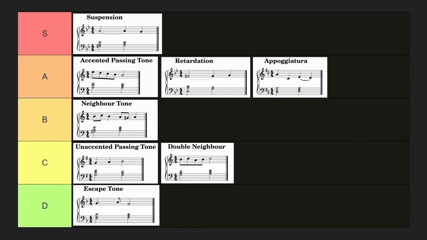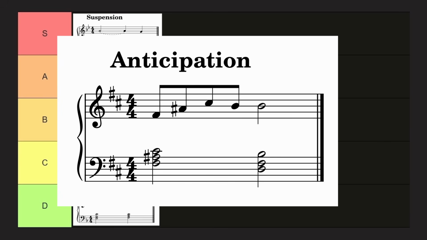Next on the list is the anticipation. These are quite simple and just involve playing a chord tone of the next chord slightly before it arrives, creating a dissonance against the current chord. Let's hear an example.